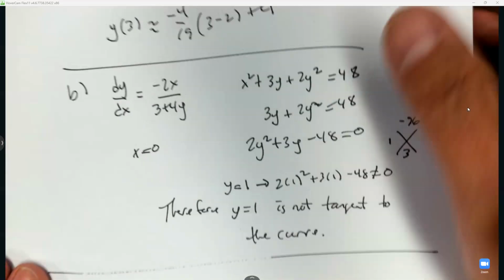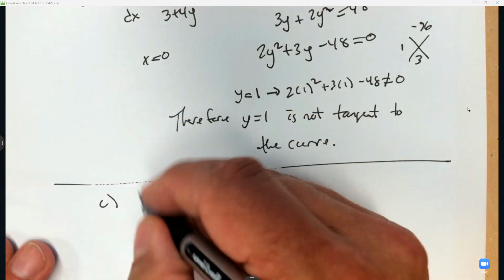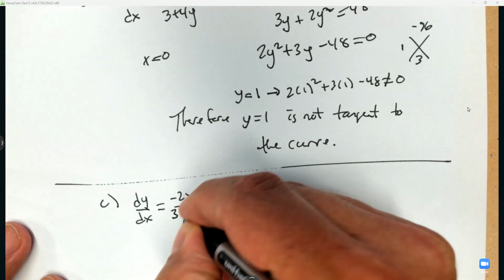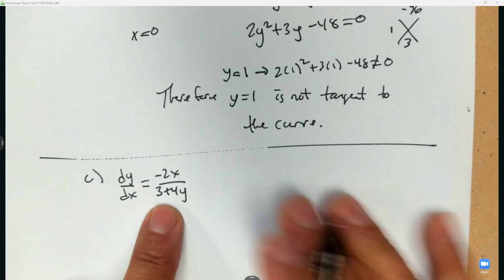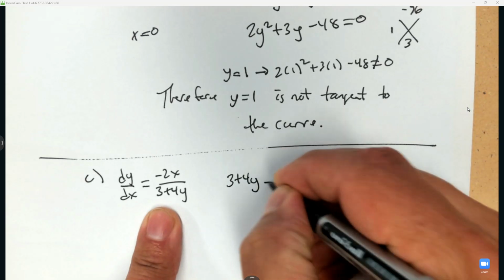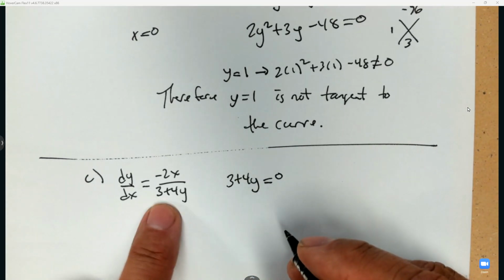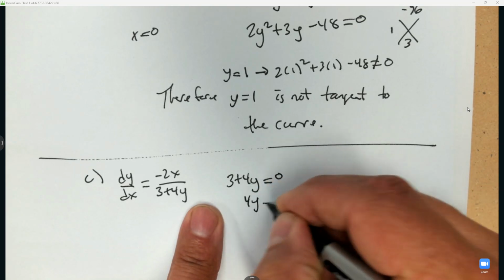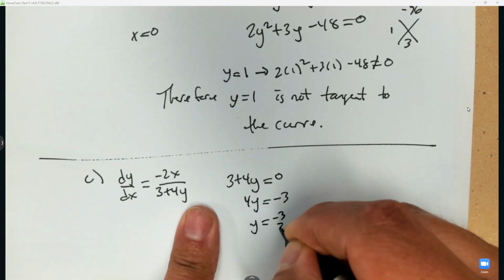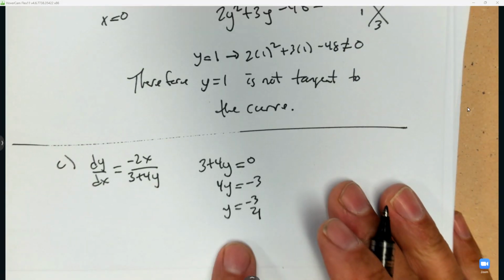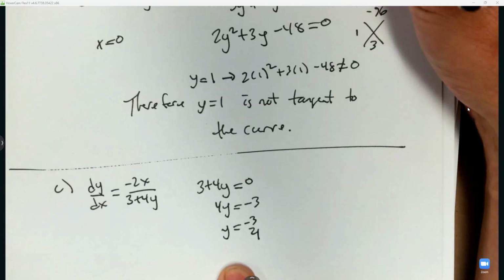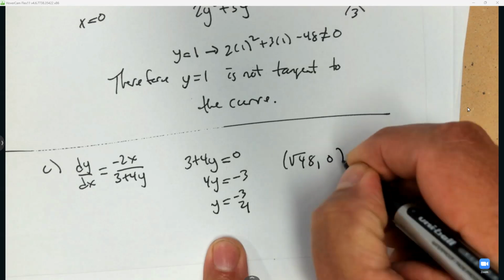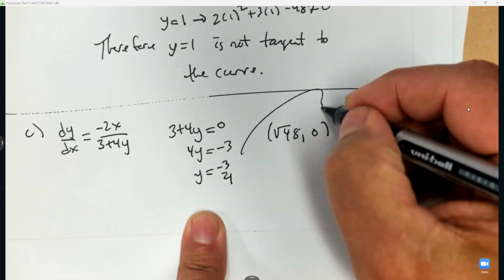So for there to be a vertical tangent, it would make the slope undefined. So here I have the slope. What would make this slope undefined is if the denominator was equal to 0. That would make it undefined, which would be a vertical tangent. So if I solve this, I would see the only value for y that would make it vertical is negative 3/4. And so therefore root 48 and 0, this does not match.